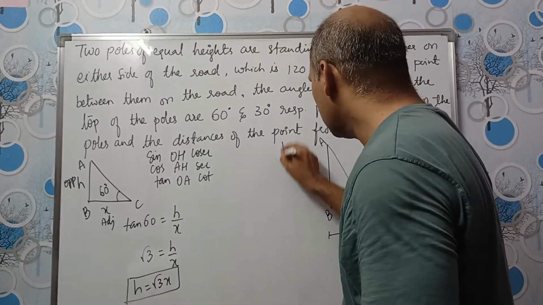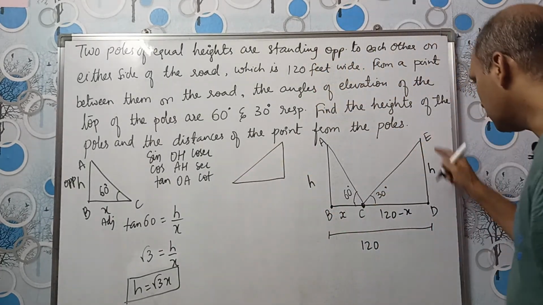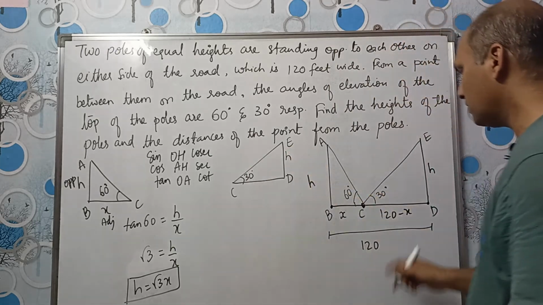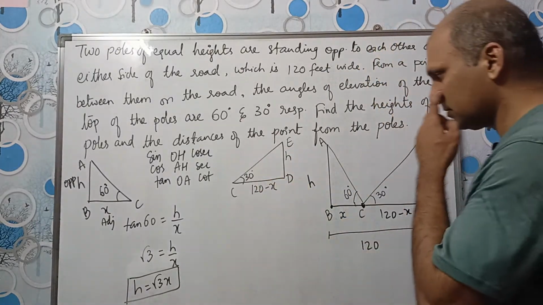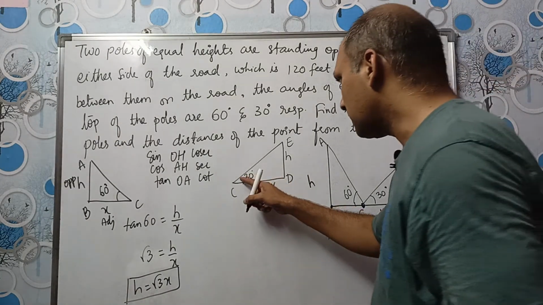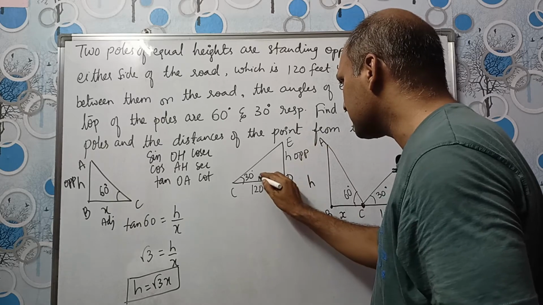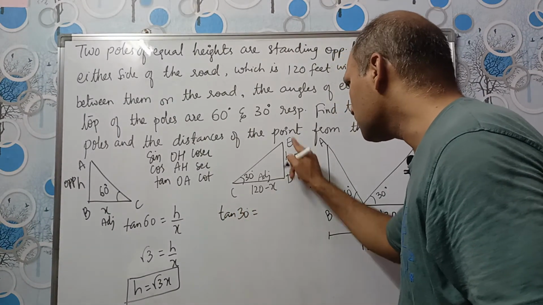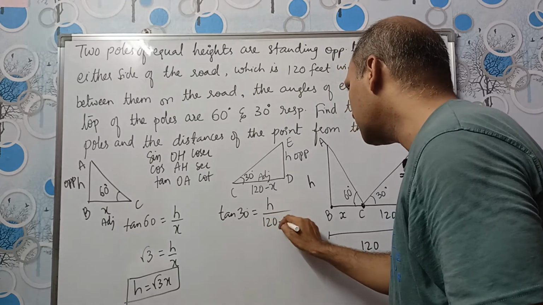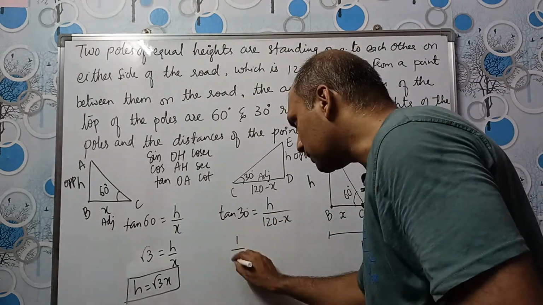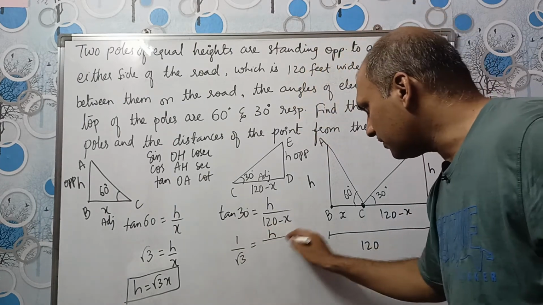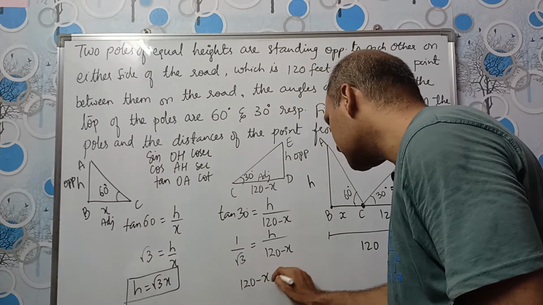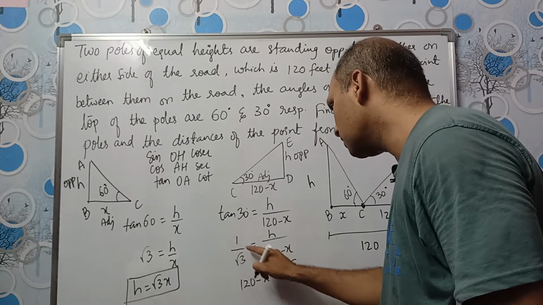Now let us take the other triangle, EDC, with angle 30 degrees. This side is h we took and this is 120 minus x. The angle is here, so this is the opposite side and this is the adjacent side. Opposite and adjacent is in tan, so let us use the tan formula again. Tan 30 degrees is equal to opposite h divided by adjacent 120 minus x. Tan 30 is 1 by root 3. So h divided by 120 minus x, and if you cross multiply, 120 minus x is equal to h root 3.